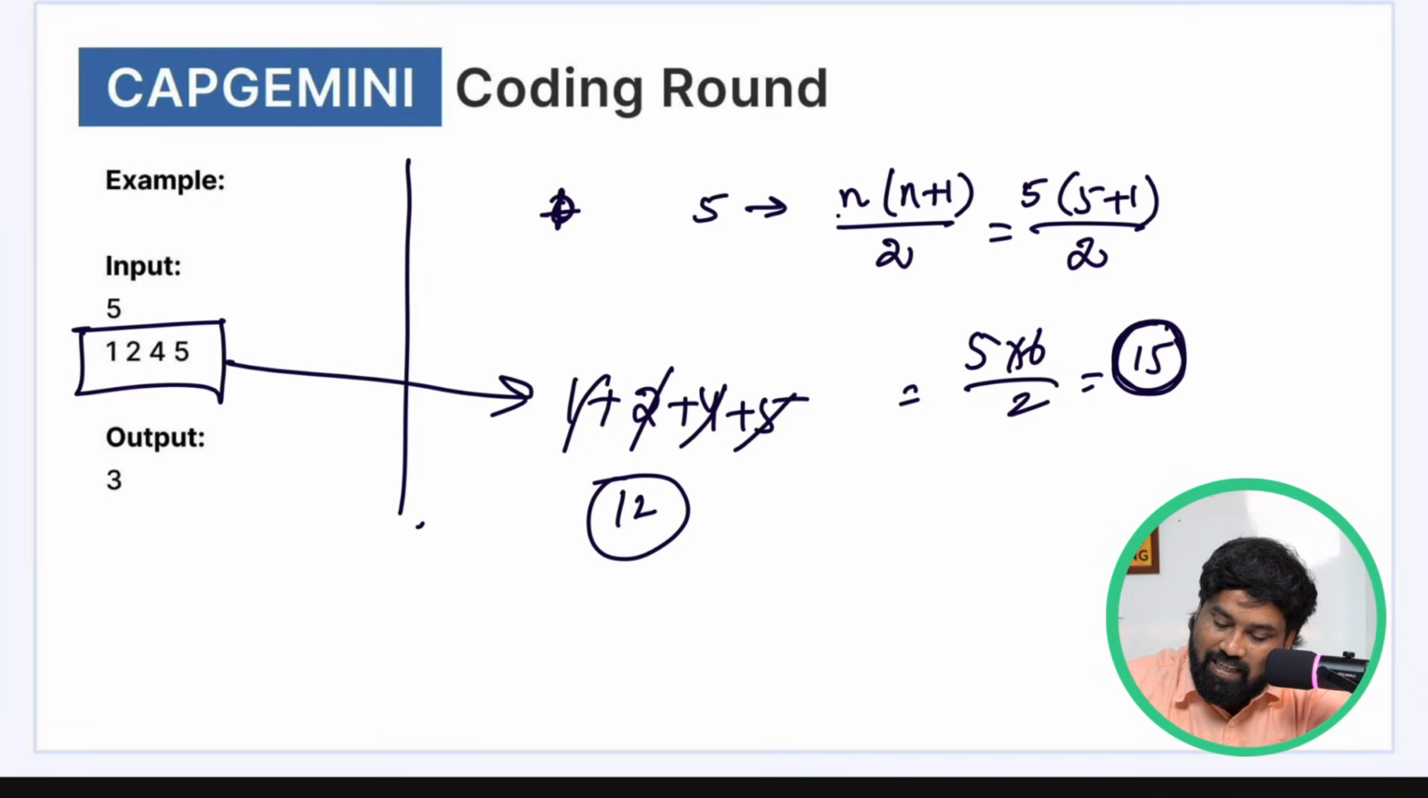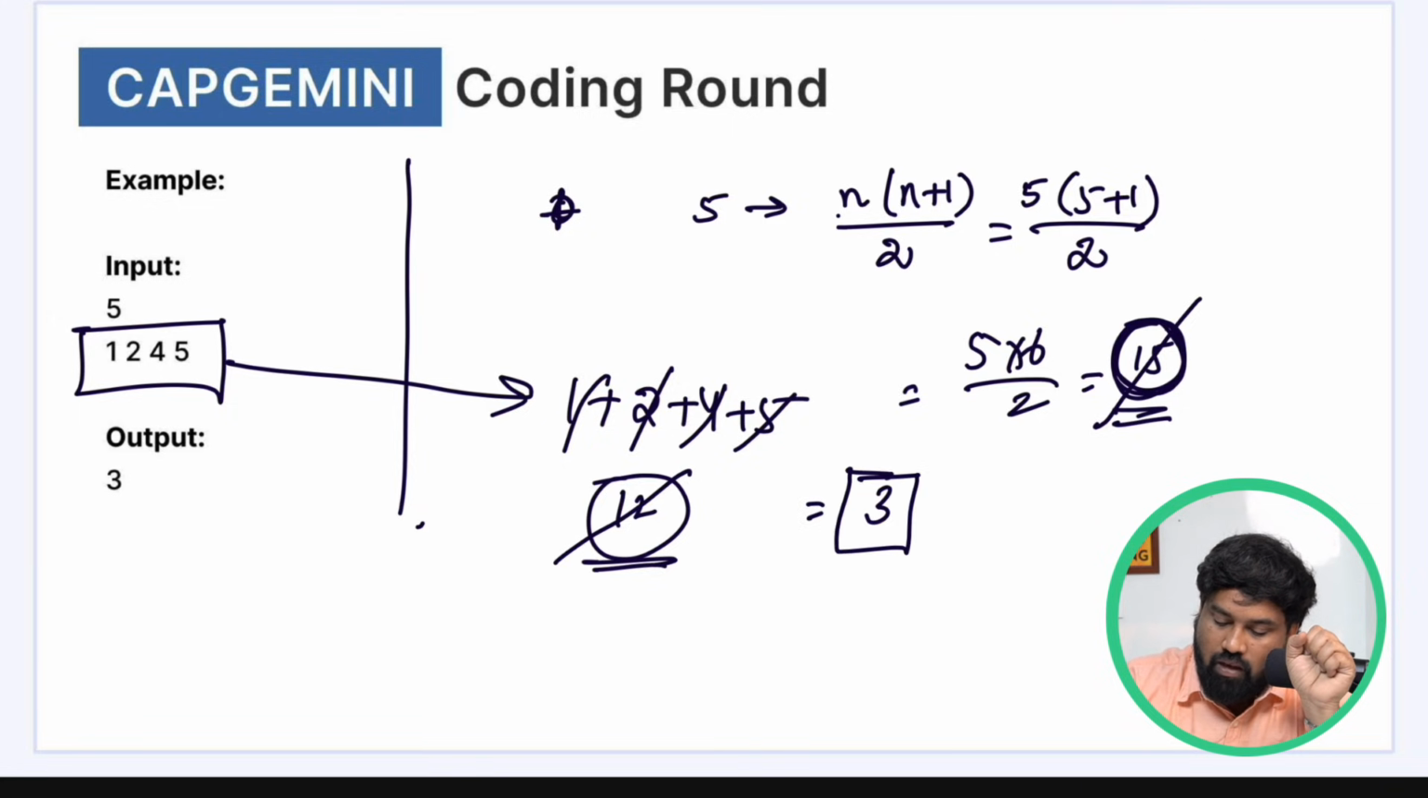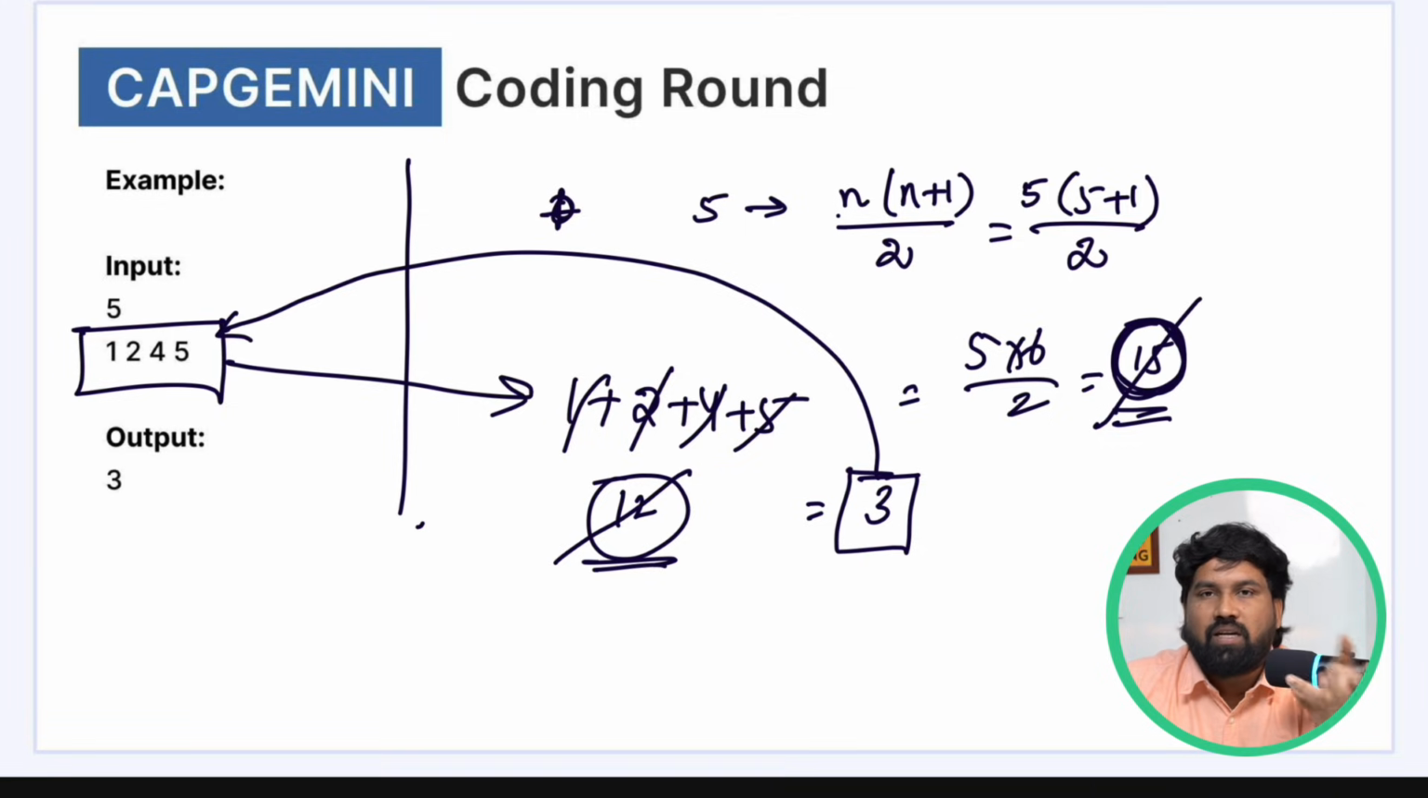So the expected sum for the first 5 elements is n into n plus 1 by 2. So the sum of the numbers here is 15. But we got only 12. So if you take the difference of 15 and 12, what is the answer? 3. So this is the missing number in the sequence, right?